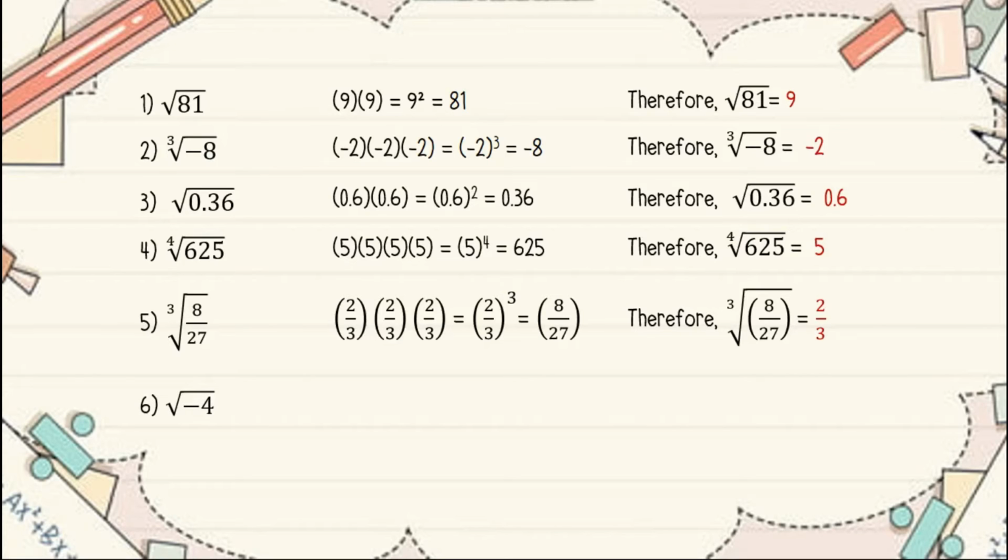Next, how about the square root of -4? Can you think of any integer multiplied by itself that is equal to -4?